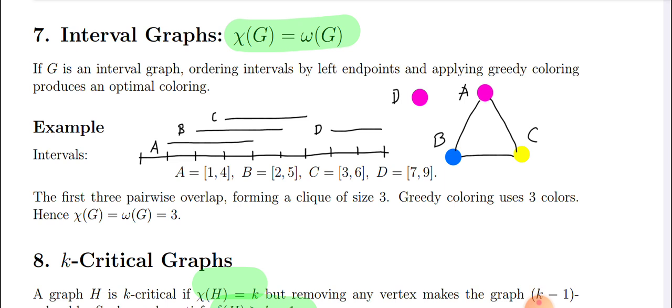Now, what's so special about these graphs is that the thing that made coloring hard for general graphs, those weird odd cycles, just can't happen here. Why not? Because time only moves in one direction.